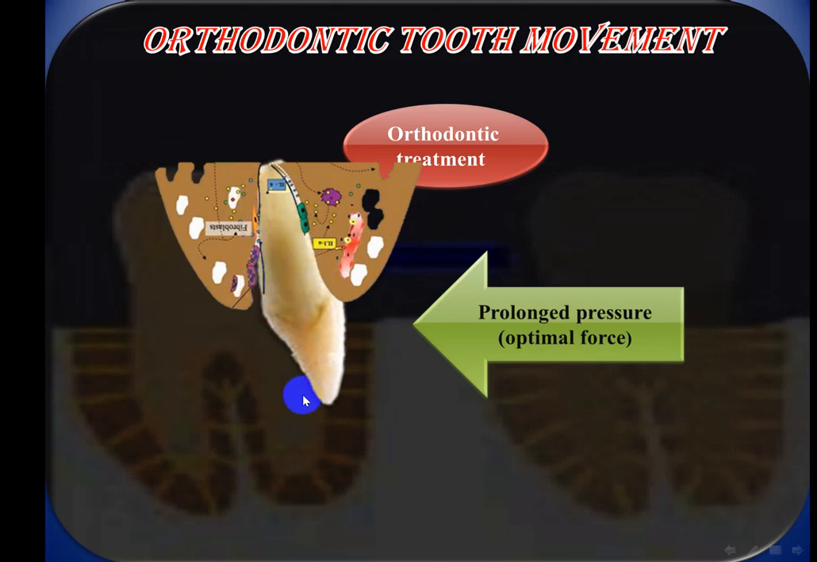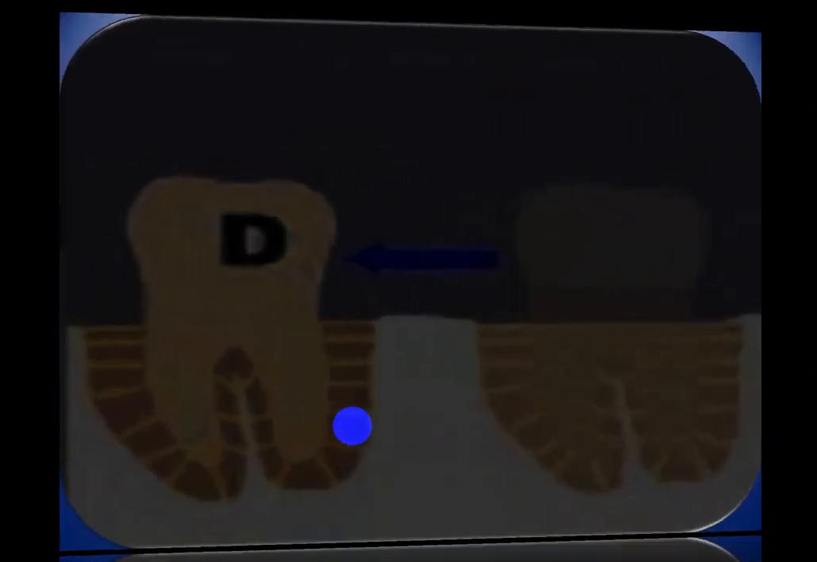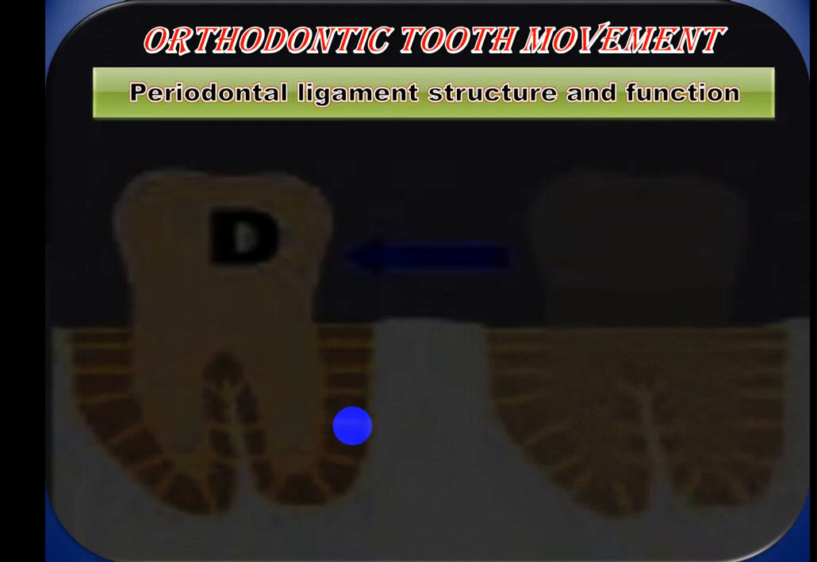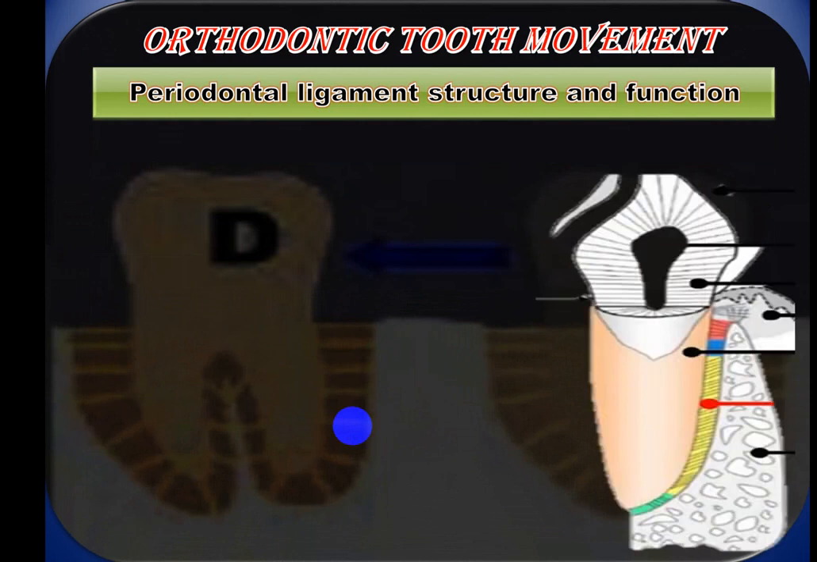These cells and other components will be present in the PDL space. So we should know that the PD ligament has a very important and vital role in orthodontic movement. Let us now talk about the PD ligament as a structure and its function in general. Firstly, the PD ligament space occupies a uniform width surrounding all the roots. The average width of it is 0.2 to 0.4 millimeters.